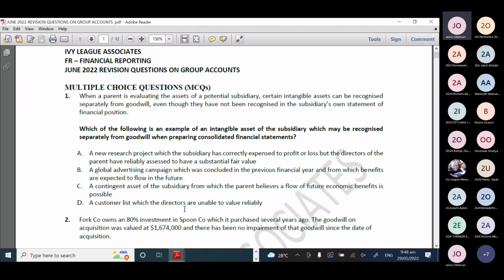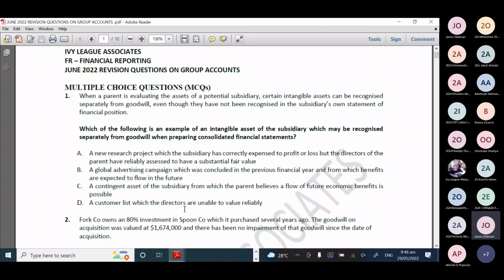But the fact that I did not teach you measurement period means it's outside the scope of your syllabus. You will only learn about that when you are doing strategic business reporting. So as far as we are concerned, we cannot replace that date of acquisition. Whatever you can determine after that date is gone. So a customer list which the directors are unable to value reliably, no, because of unable to value reliably. So that one is out of it.